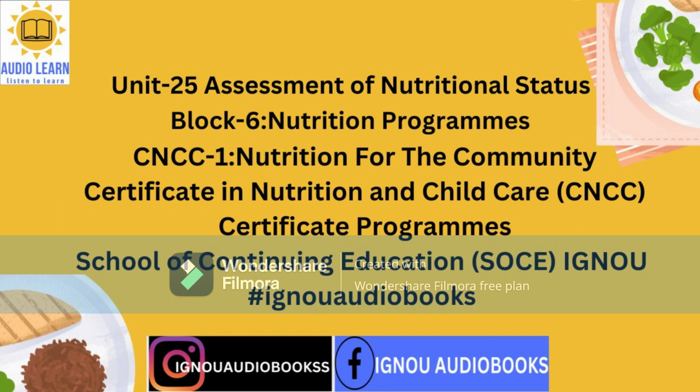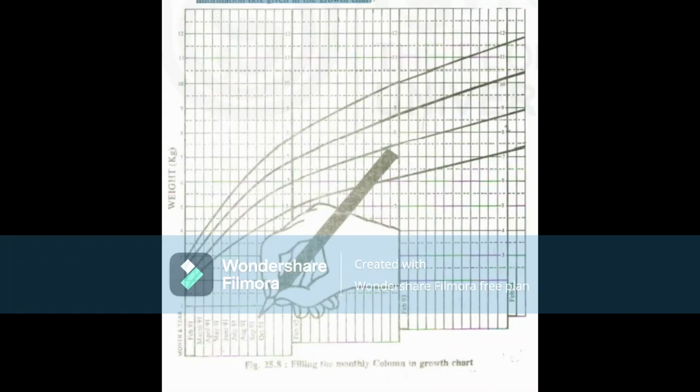3. Plotting the weight accurately on the growth chart. After determining the correct age and accurate weight of the child, the next step is to plot the same onto the growth chart. Let us see how it is done. First, write down the child's name, sex and other information asked for in the information box given in the growth chart. Figure 25.8, filling the monthly column in the growth chart. Look at the screen for table content.